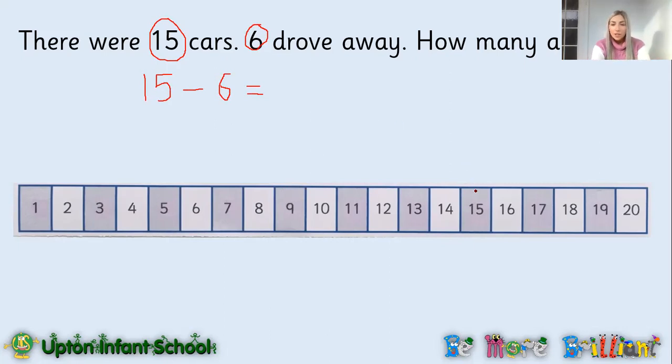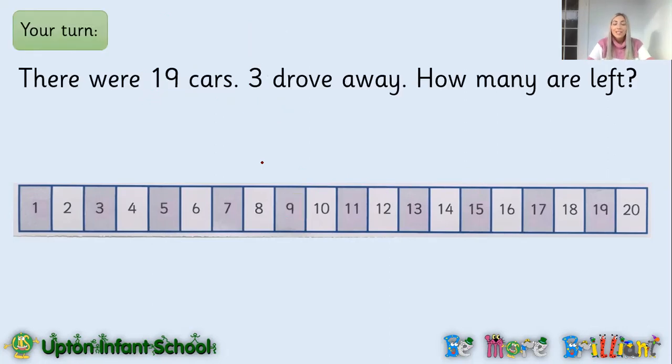So starting on 15, everybody put your finger on 15 or put your pen on 15. And we're going to count back 6 jumps. 1, 2, 3, 4, 5, 6. And I'm going to circle my answer and I have got number 9. Well done, everybody. So you can either do that yourself or you could just be watching this one, but the next one is your turn.